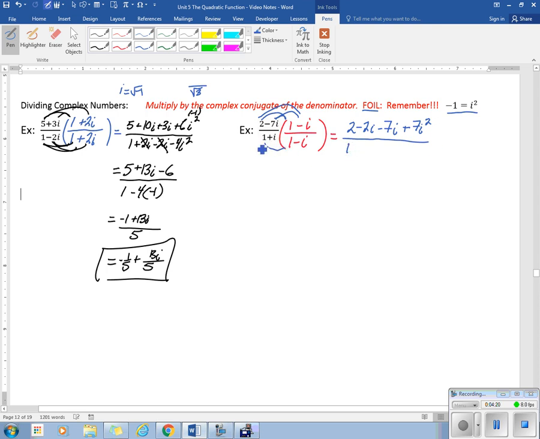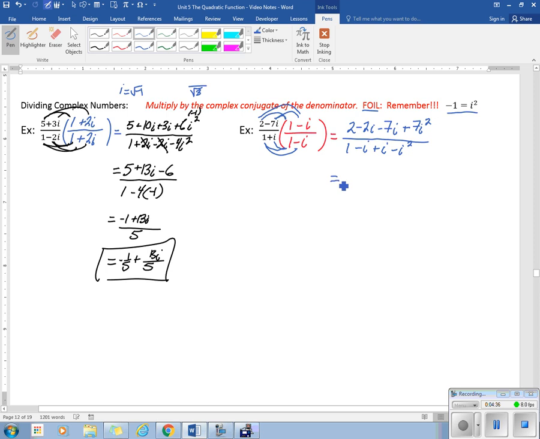1 times 1 is 1. 1 times negative i is negative i. This should cancel out my i's now. Watch this. i times 1 is plus i. We should see that happen every single time. If we use the right conjugate, this is what's going to happen. And then i times negative i is negative i squared.